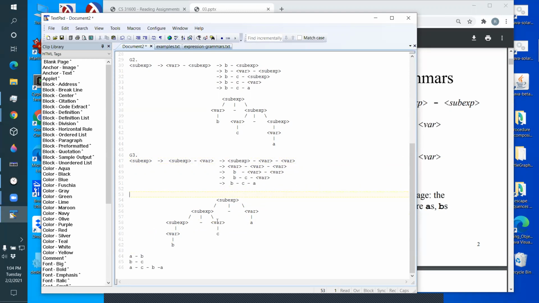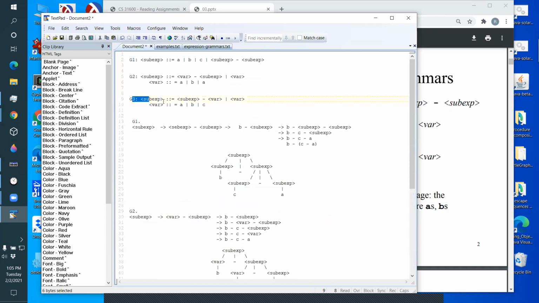Now, how did this thing group things? Notice it grouped it the other way. See, this one grouped on the left. So this one actually grouped it as B minus C minus A. Okay. So the grammars change the way things get grouped. By writing the grammar this way, you're actually grouping things on the left. When you write the grammar this way, you're grouping things on the right. This grammar actually doesn't group things left or right.